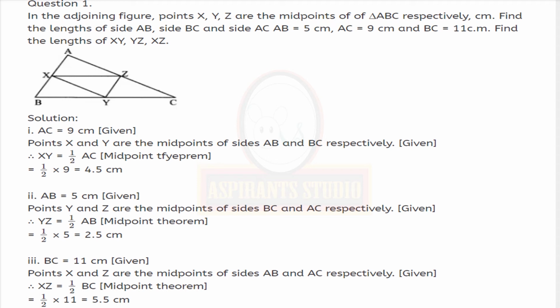Now coming to the third one, BC is equal to 11 centimeters is given. Points X and Z are midpoints of sides AB and AC respectively. It is also given. Therefore, the line segment joining the two sides AB and AC is XZ. It is equal to half of the third side. If you take the line segment XZ, the third side will be BC. So, by midpoint theorem we get XZ is equal to half of BC. That is half multiplied by 11, 11 upon 2 is 5.5 centimeters.